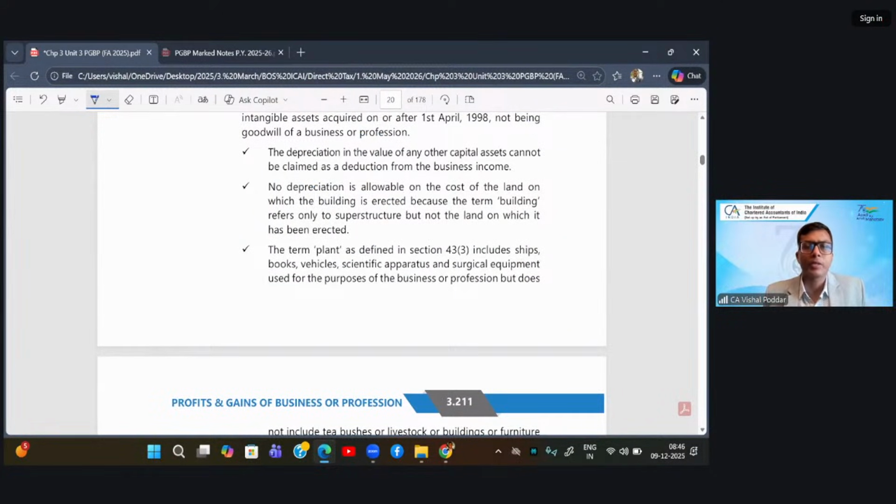Depreciation in the value of any capital asset cannot be claimed as deduction from the business income. Now this is interesting. You cannot claim depreciation of any asset other than the above. In short, only those assets which are covered in the above list are eligible for depreciation. So maybe in accounts you have created some more assets, like let us say you have investments, you have debtors, there are so many other assets, but all assets are not depreciable assets. You will not be allowed depreciation. So any other capital asset, no depreciation. Similarly, no depreciation for land.